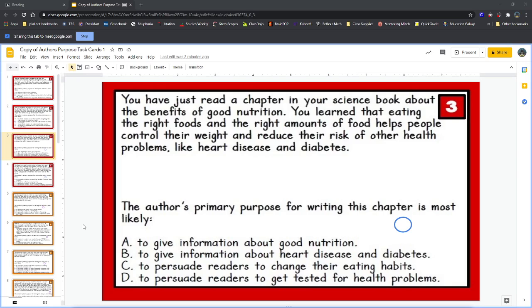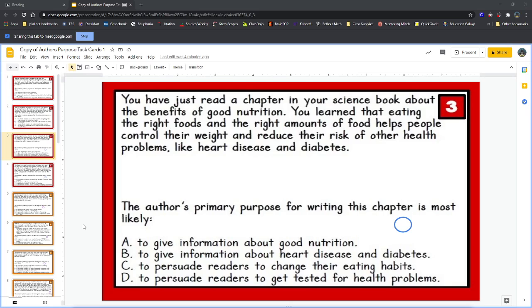So let's read that information again. Let's see if we can figure it out. You have just read a chapter in your science book about the benefits of good nutrition. Christopher said that meant the benefits of good, healthy food. You learn that eating the right foods, the right amounts of food, helps people control their weight and reduce their risk of other health problems like heart disease and diabetes. So, again, we have two main kinds of author's purpose in these answer choices: to inform or to persuade.